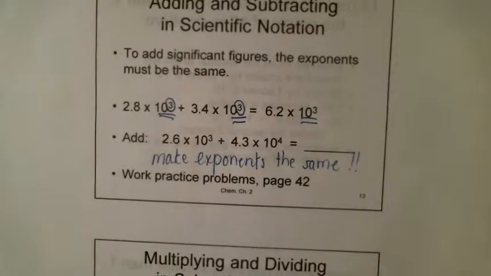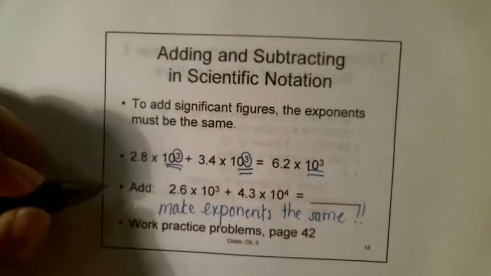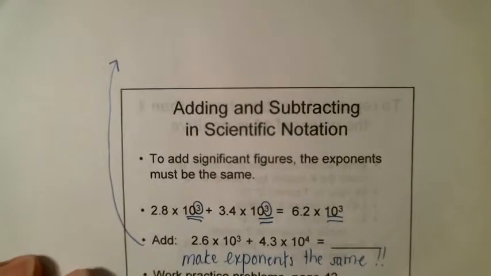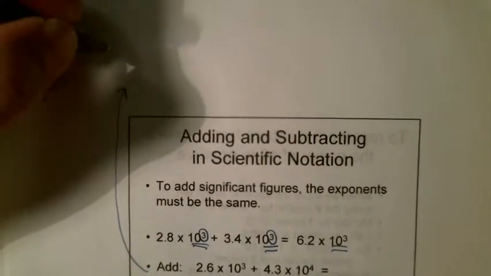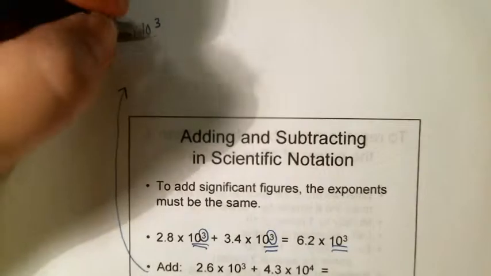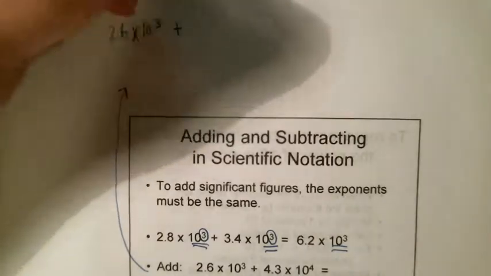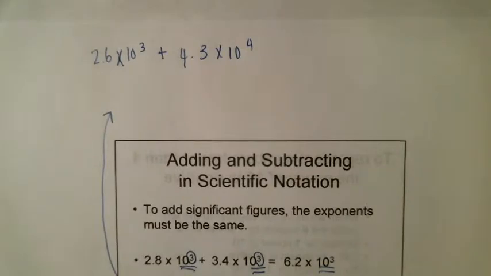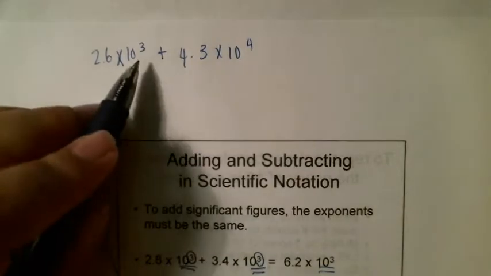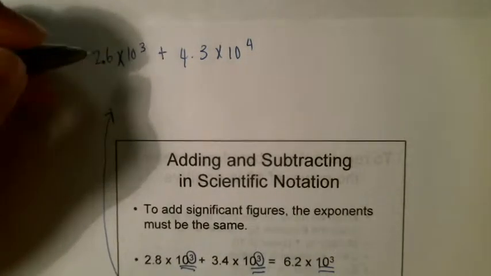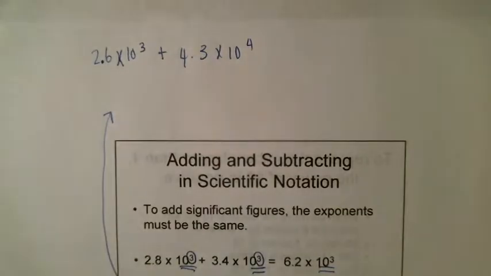Okay. So let's go ahead and look at this example so I can show you how to do that. We're starting with 2.6 times 10 to the third plus 4.3 times 10 to the fourth. Now in this case, it doesn't matter if we make the exponent a 4 or a 3. The point is they just need to be the same. So let's change all the exponents to the power of 4.